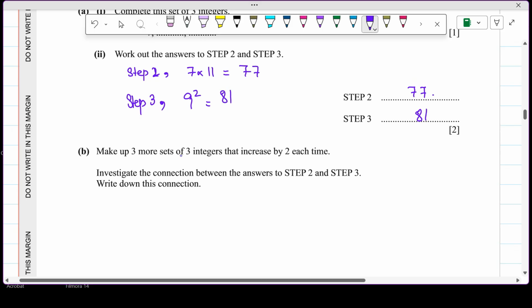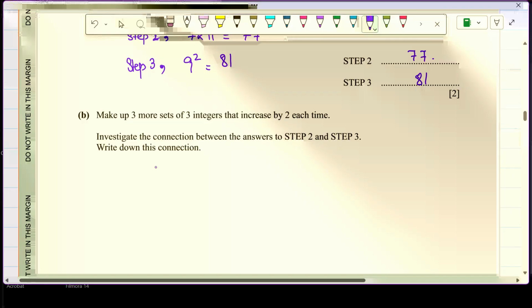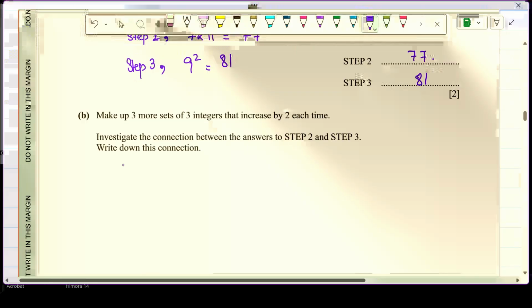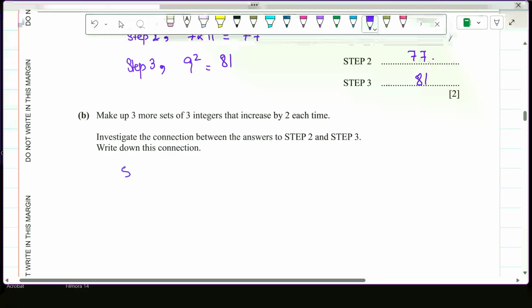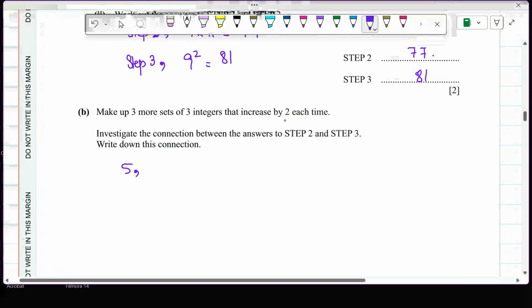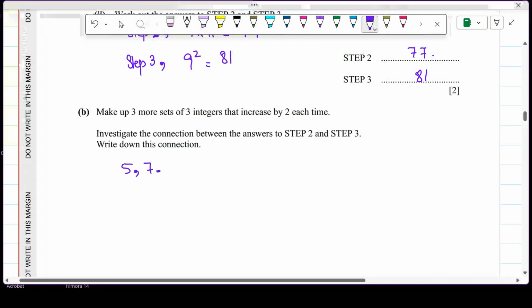Make up three more sets of three integers that increase by 2 each time. Investigate the connection between the answer to step 2 and step 3, and write down this connection. For example, we take 5. If we increase by 2, it will be 7, then 9.